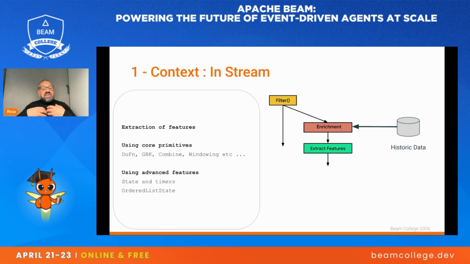Next, we may want the in-stream information, so the things that I'm doing right now. With that information, you may just use the core primitives that are available in Beam. You may use a DoFn to, for example, extract pieces of information from the JSON object. You may use GroupByKey, or you may even use very advanced features like state and timers and the ordered list state. There are also talks on all of those things. Those become particularly interesting in time series, where you're trying to extract features from time series for the context.